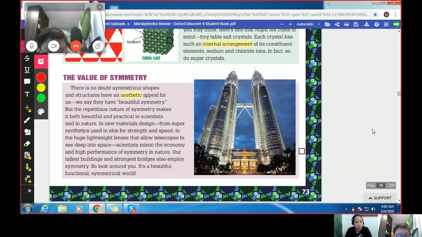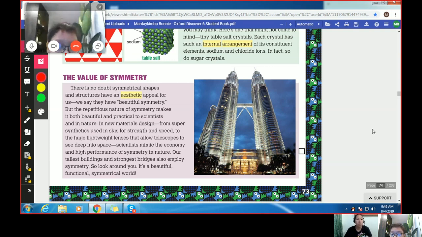skis for strength and speed, to the huge lightweight lenses that allow telescopes to see deep into space. Scientists mimic the economy and high performance of symmetry in nature. Our tallest buildings and strongest bridges also employ symmetry. So look around you. It's a beautiful, functional, symmetrical world.